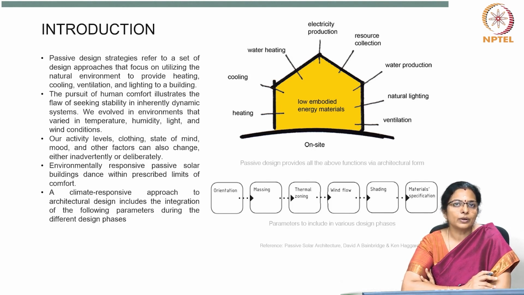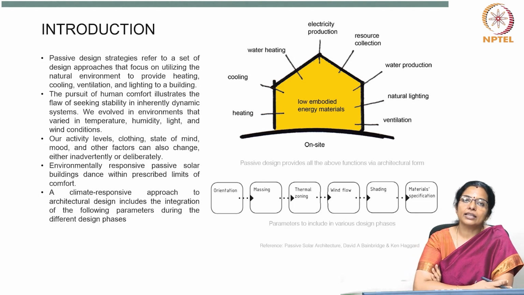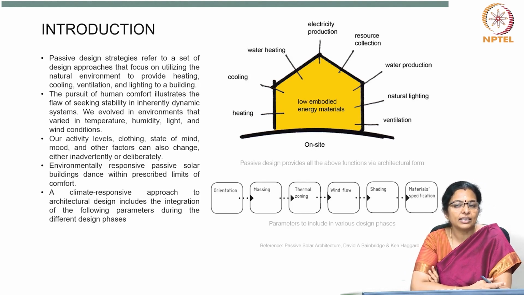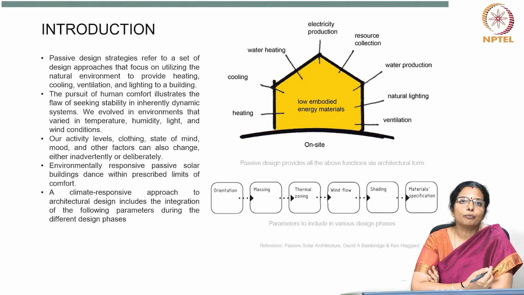The pursuit of human comfort illustrates the flaw of seeking stability in inherently dynamic systems. So, we evolved in an environment that varied in temperature, humidity, light, cloud cover, wind conditions. Our activity levels, our clothing levels, our state of mind, the mood and other factors also change, either inadvertently or deliberately, consciously. Environmentally responsive passive solar buildings are in sync with the limits of comfort.